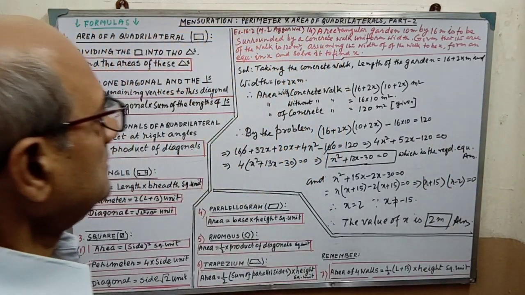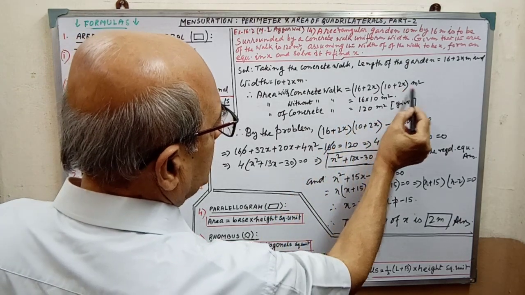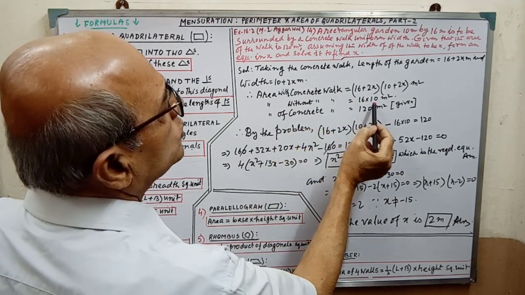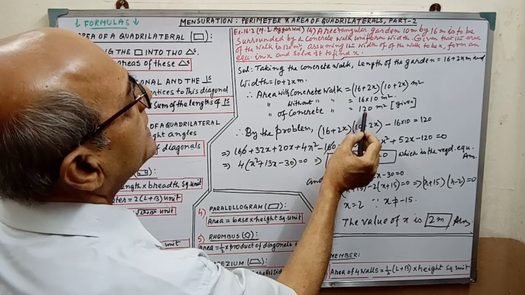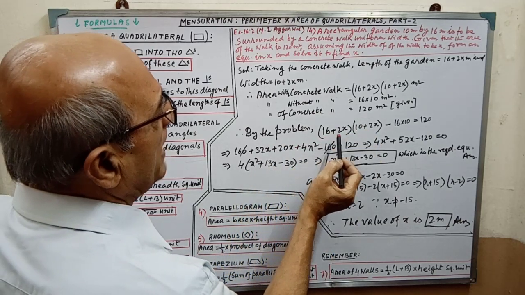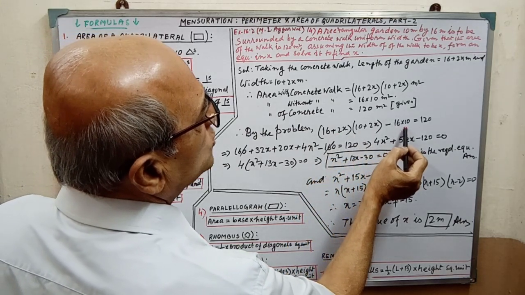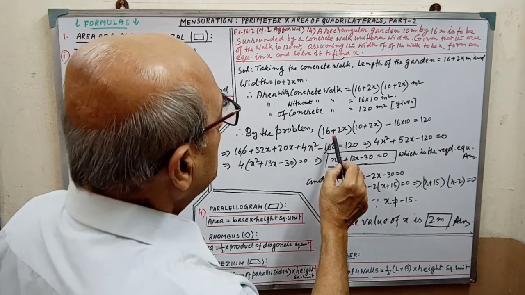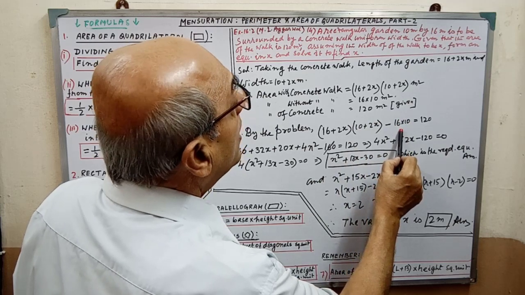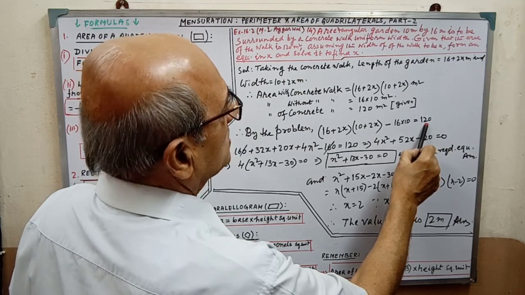Then area with concrete work is length into breadth meter square. Area without concrete work, that is 16 into 10 meters square, and area of concrete, that is given 120 meters square. Then by the problem, that is (16 plus 2x) into (10 plus 2x) minus 16 into 10 equal to 120. That means area with concrete work minus area without concrete work equal to area of the concrete work.